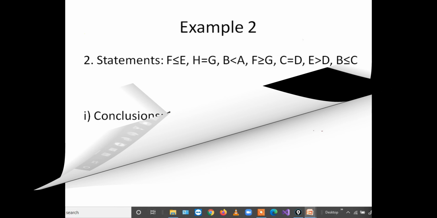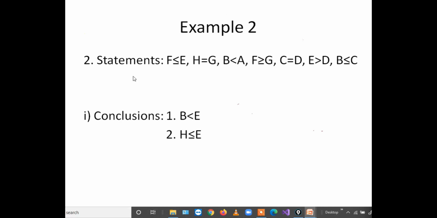Right. Example 2. But here the statement is not a single statement. In example 1, there is a single statement. Is it possible to form a single statement here?